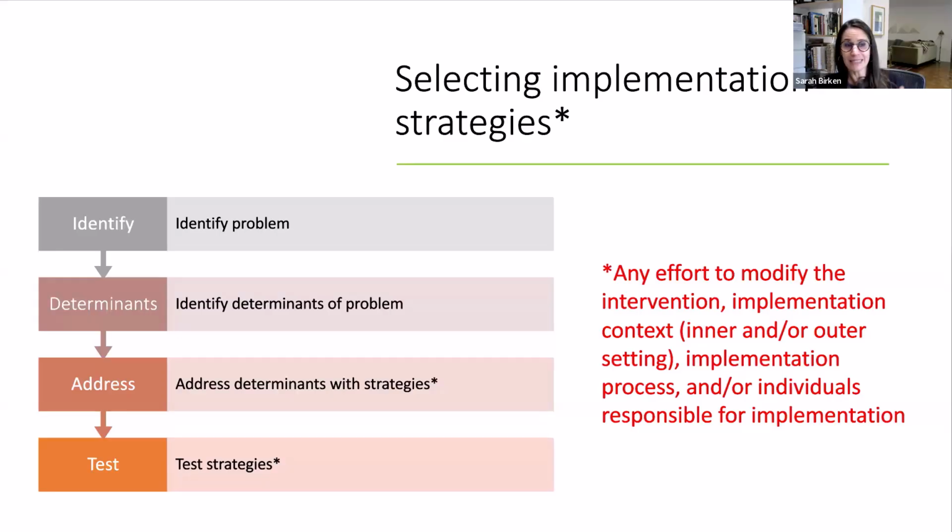Okay, so ideally we would identify the problem, like what is the problem that clinicians are grappling with, that administrators, staff, patients are grappling with. And then we would go in and look at what are the things that are contributing to that problem and thinking about how we might intervene. And then we address those things with strategies, and then we test them. That's not really how we do it in implementation science for the most part, unfortunately.